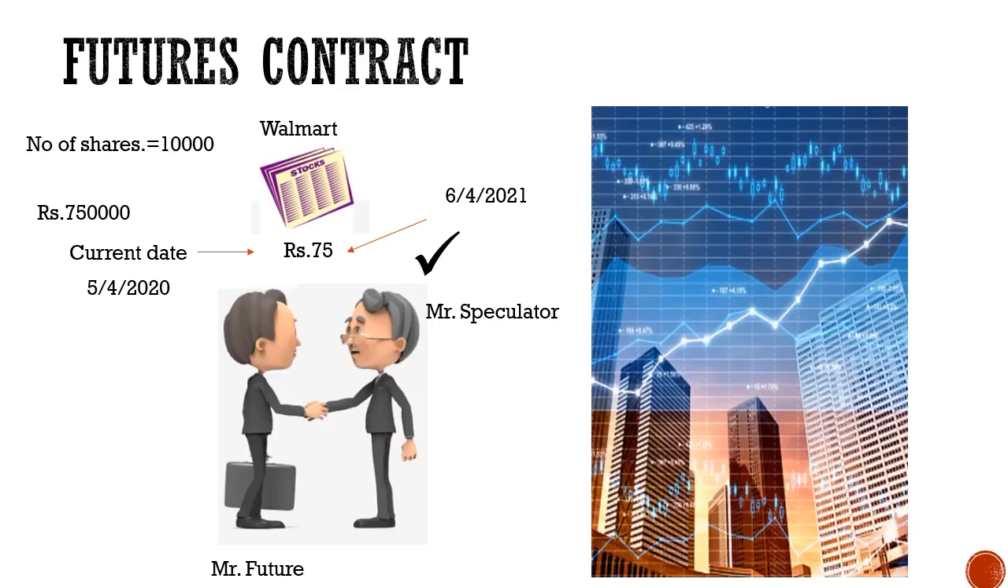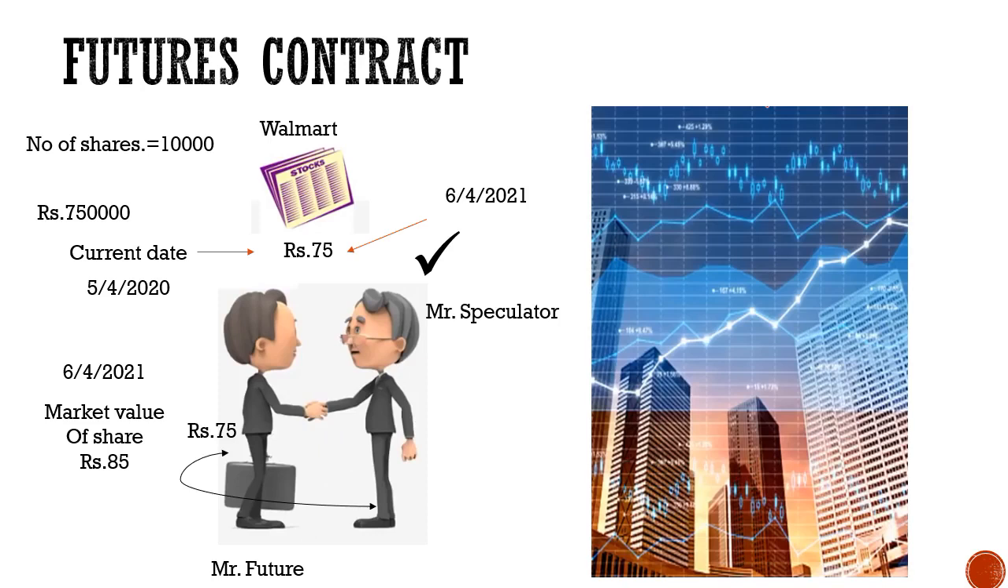Now, this is one aspect of the contract. Now, let's say we come to the future date, that is 6th April 2021. Let's say on this particular date, the market value of the share rose to 85 rupees a share. Now, the contract was already made stating that after 1 year the speculator will pay Mr. Future a price of 75 per share. So here the market value of the share, which is 85, will not be considered. So the amount that Mr. Speculator will be paying Mr. Future will be rupees 75.